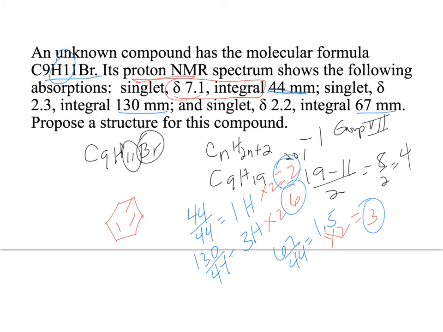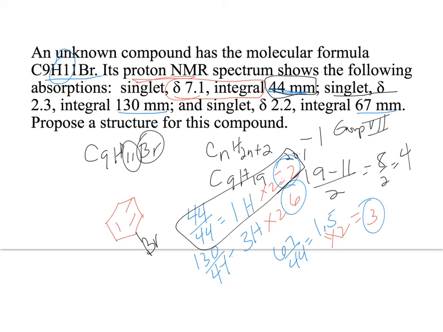But let's look at this a little closer. So in the aromatic region, we have 2 protons. So that means there's only 2 protons, and they're equivalent. So you only have 2 protons coming off this aromatic ring. So the question is, where are they located?